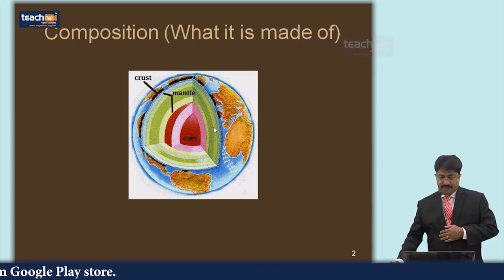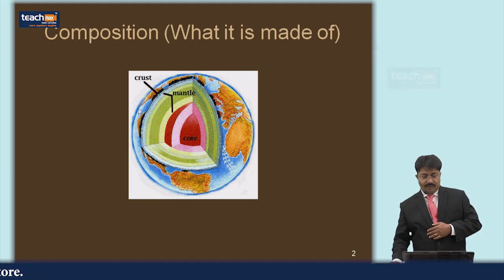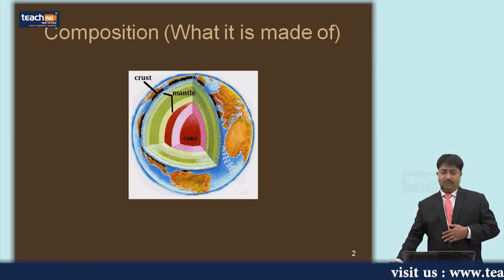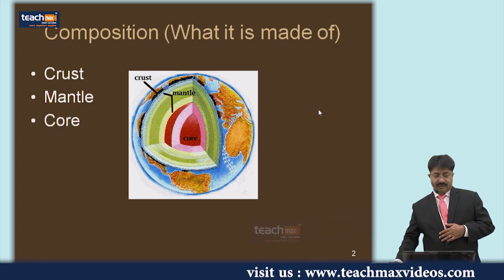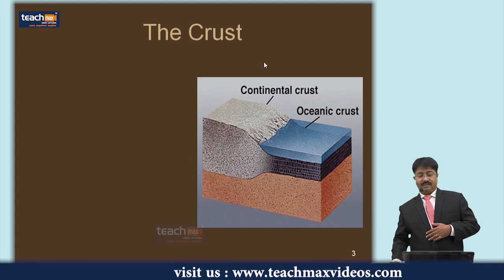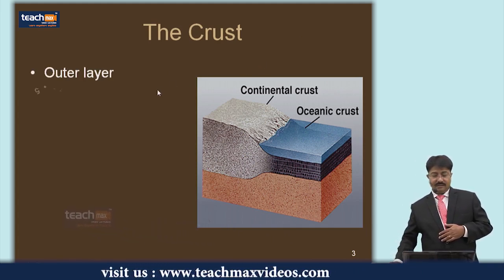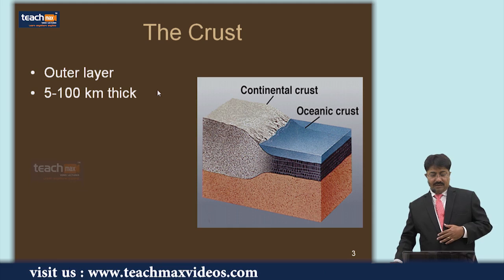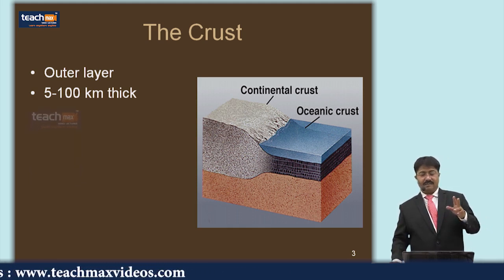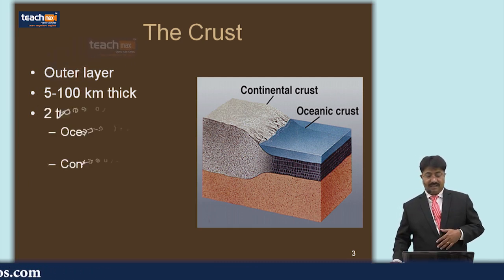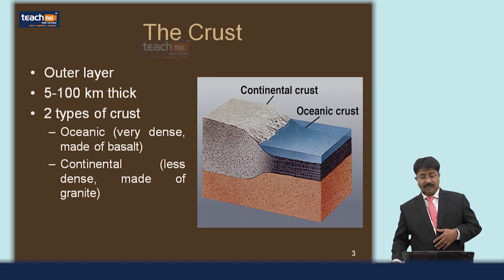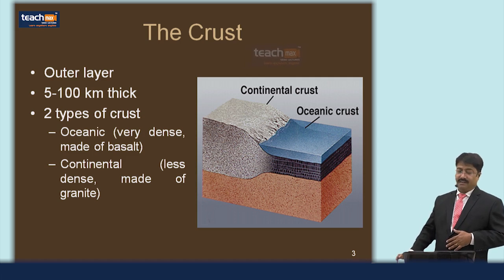If we go in detail, you will find the outer crust is a thin layer which is occurring as a solid material on the Earth. The crust is the outer layer which has a thickness of approximately between 5 to 100 kilometer. They are divided into 2 types. One is oceanic and the second one is continental.